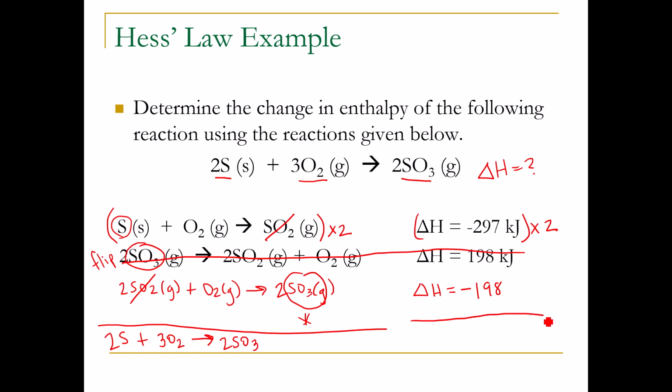Now I want to look at what my delta H is going to be. So I have negative 297 times 2, which gives me negative 594. I'm going to add to that the negative 198 to give me negative 792 kilojoules for my delta H value. Alright, so by manipulating those two equations, we can find out the delta H for the third one.